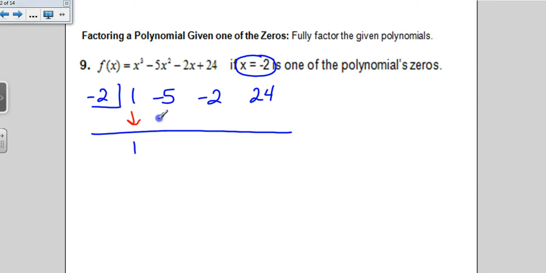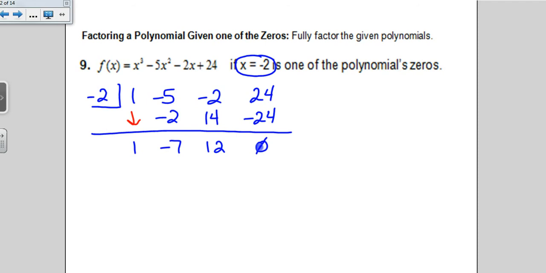1 times negative 2 is negative 2. Add those together, you get a negative 7. Negative 7 times negative 2 is 14. If I add those together, I get a 12. 12 times negative 2 is negative 24, and sure enough, no remainder.